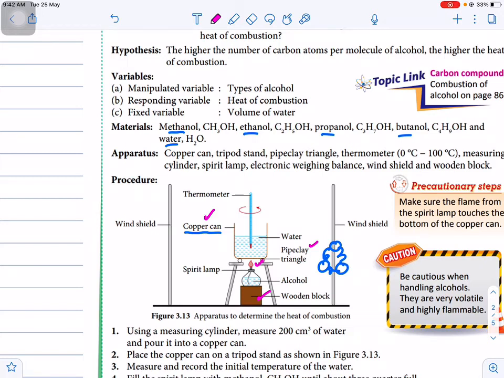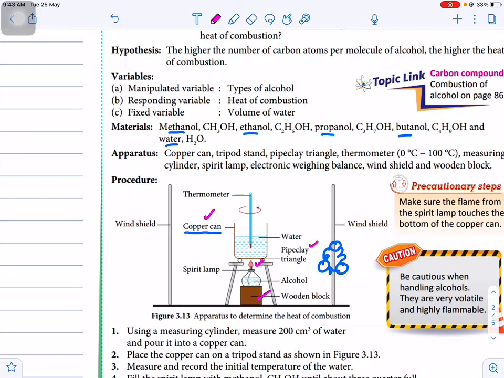Tak boleh, we have to follow this instruction. Why? Because the reaction or the combustion occurs between the alcohol and the oxygen at the surrounding. So reaction tu berlaku dekat bawah. Okay, what happens? Let's say you conduct the BBQ, and you have the charcoal arang, and the distance between your meat and your charcoal is very far.